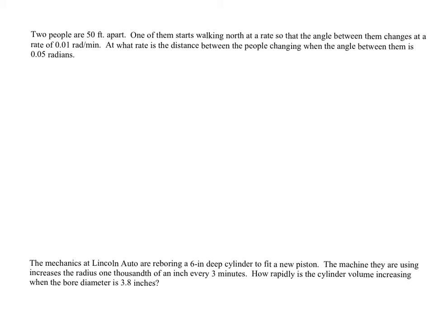All right, let's look at our next one. The next one says 2 people are 50 feet apart. So I'm going to draw that first. So we got 2 people 50 feet apart. One of them starts walking north at a rate, so the angle between them changes at a rate of 0.01 radians per minute. So we'll say this guy starts walking.